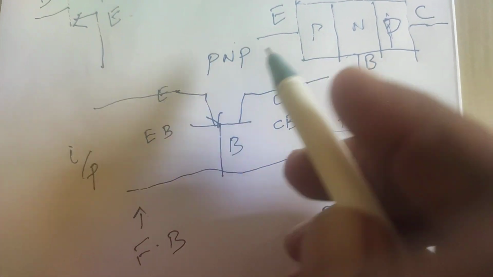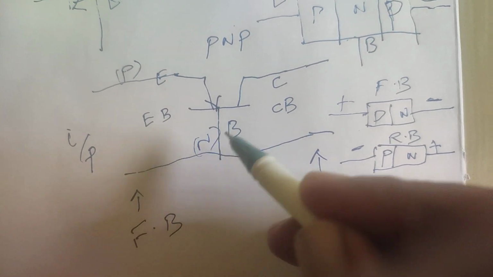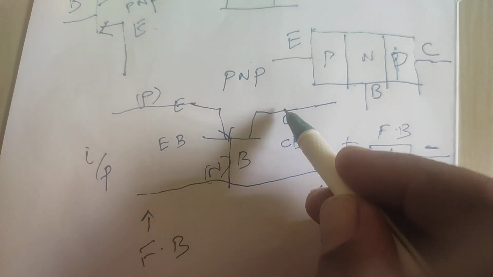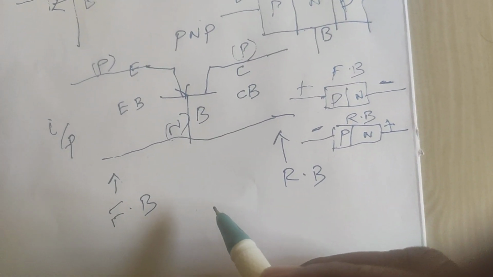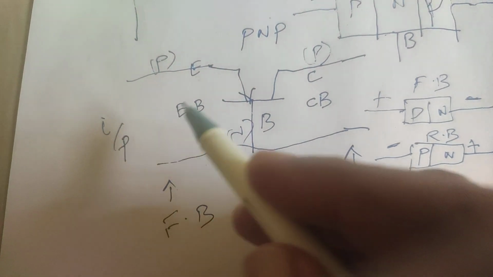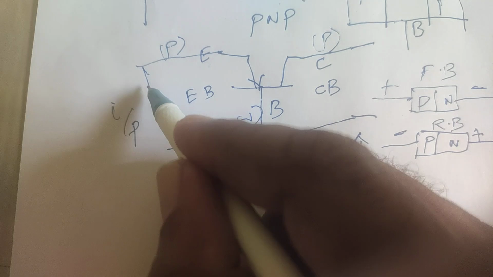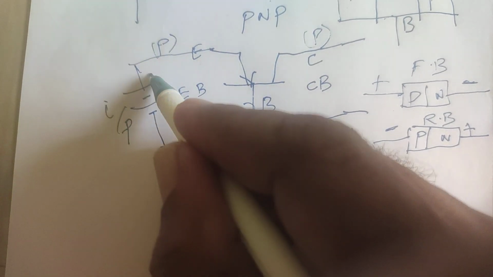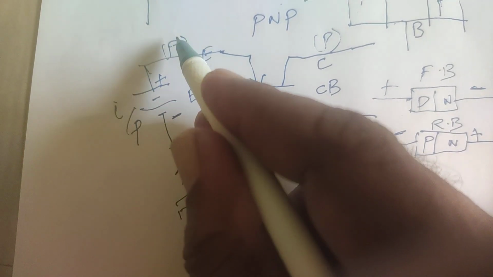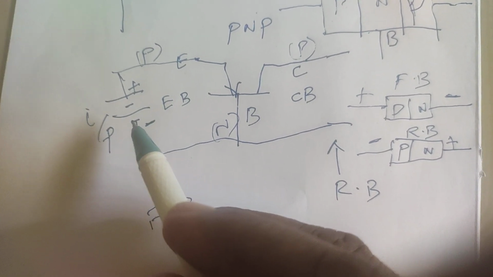Say the input is forward bias. The emitter layer is the P-type semiconductor. The base layer is the N-type semiconductor. The collector is the P-type semiconductor layer. So the input is forward bias. Forward bias means P gets positive, N gets negative. So P gets positive, N gets negative, then it is forward bias.